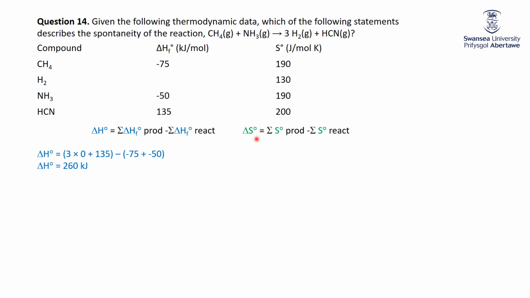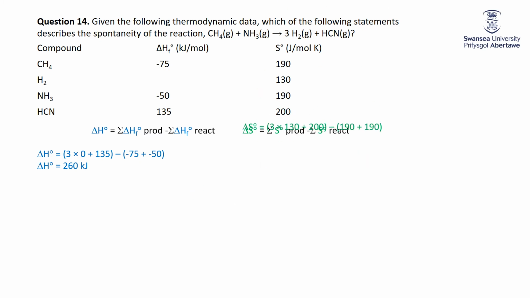Now before I calculate delta S, let's think about it. We've got two gases going to four gases, so I'm expecting delta S to be positive, which of course makes the overall question fun because of spontaneity. Well, if they're both positive, that's one of those that depends on temperature. But anyway, I'm getting ahead of myself.